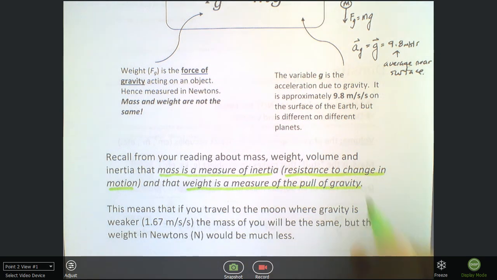And so now we start to realize that if you travel to the moon, where gravity is weaker, in fact, only about 1.67 meters per second squared, the mass that you have will be the same. So you haven't changed your physical substance, like the amount of material that's in you, but the pull of gravity on you is less. Therefore, you would have less weight in newtons. If somebody came up to you and tried to push you over, they would still feel your mass.